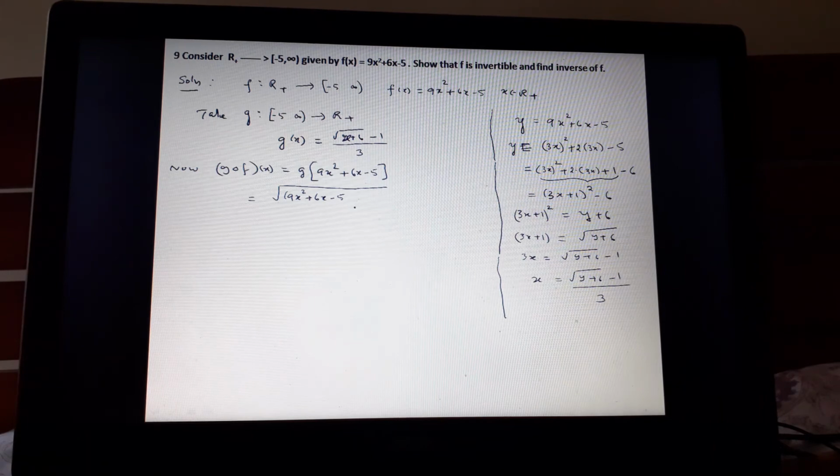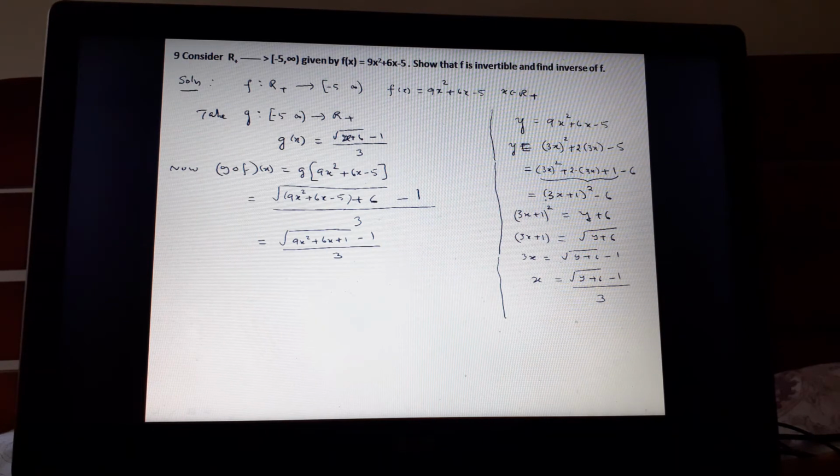Minus 5, then here plus 6, this 6, then minus 1 divided by 3. So please note once again, this is our x now here, so this much, then plus 6, this 6, minus, square root we completed here, minus 1. See, when you take minus 5 plus 6, it becomes plus 1. So it is 9x square plus 6x plus 1 minus 1 by 3.